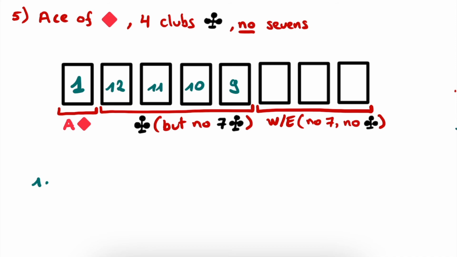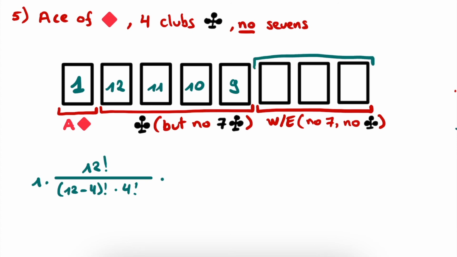Again, writing this down in our general form, we have 12 factorial because we have 12 clubs to choose from, namely all of the clubs minus the 7 of clubs, divided by 12 minus 4 factorial because we are picking 4 cards, multiplied by 4 factorial because we can arrange or shuffle around these 4 clubs in 4 factorial possible ways. Then we multiply this with the final subproblem.